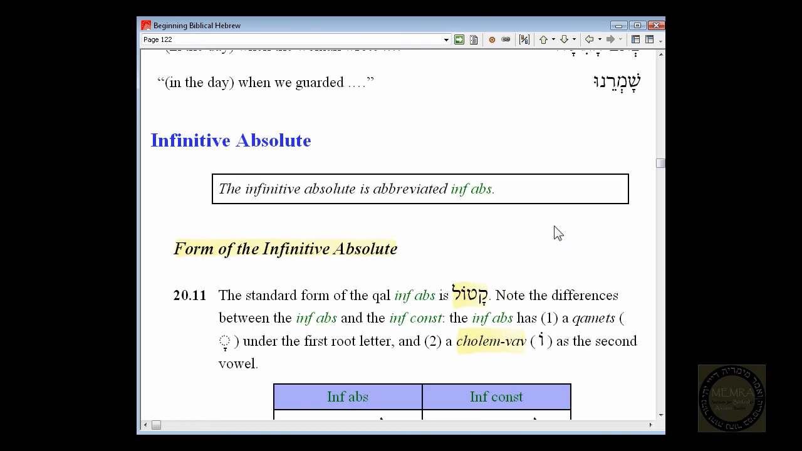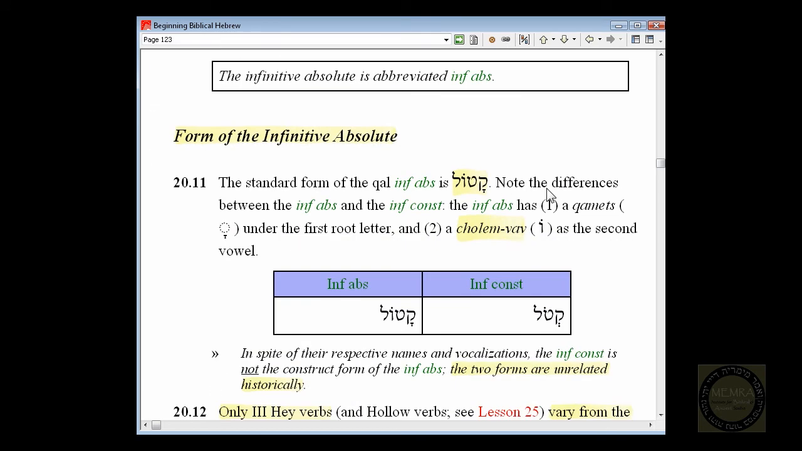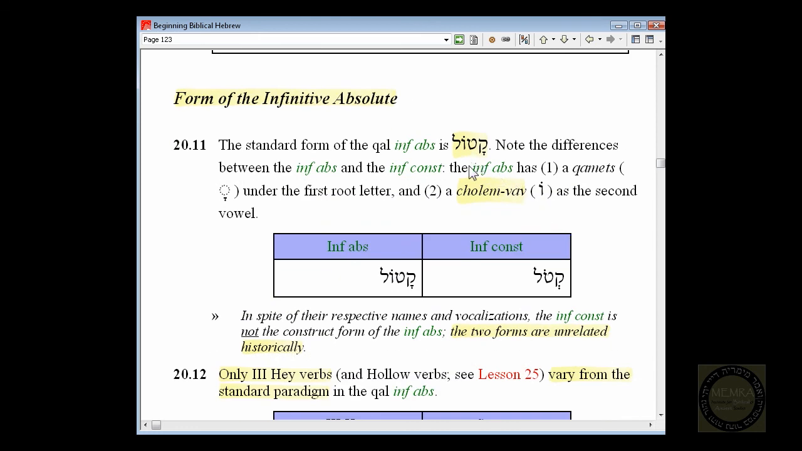Scroll down here to infinitive absolute. There's a specific form for this. It's going to be katol. It's going to have a kametz and a holem vav. Okay, that's your pattern. So you go down here, infinitive construct is shva holem. Infinitive absolute will be kametz holem vav. And again, 99.9% of the time, it's going to be that full spelling, holem vav.